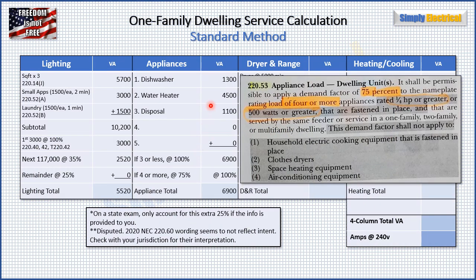So to see this in action, we've got our dishwasher, 1,300, water heater, 4,500, disposal, 1,100. Add those together, 6,900. It's 3 or less, so we take 100% of it, 6,900 is our total. If we had one more appliance, say an InstaHot, we'd add that to it and then it would take 75% of everything. But we don't, so everything's 100%, 6,900 is our appliance total for this example.